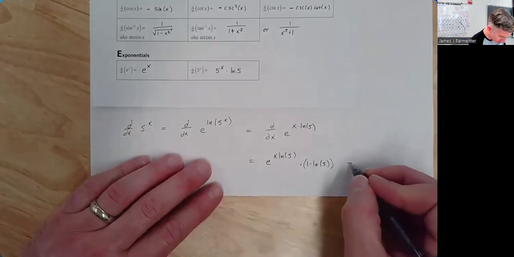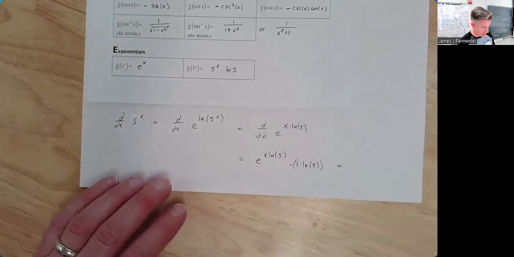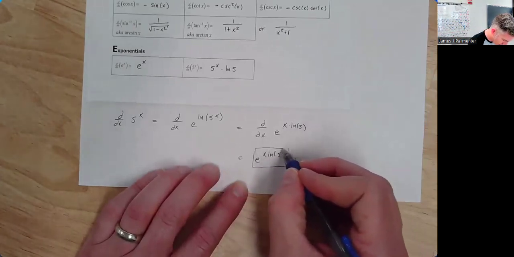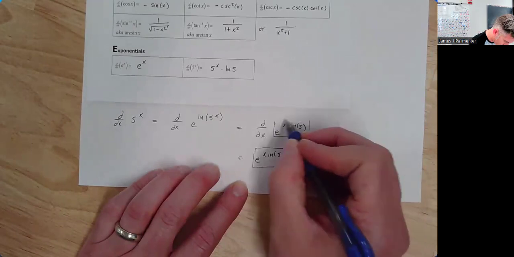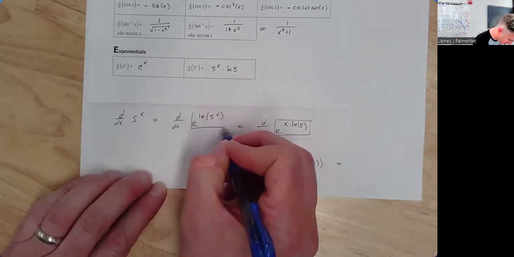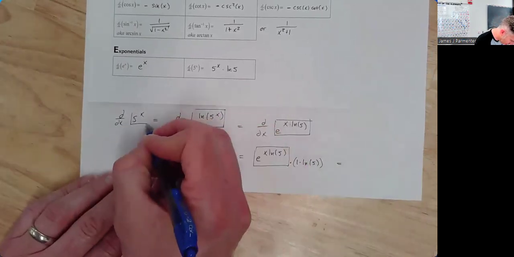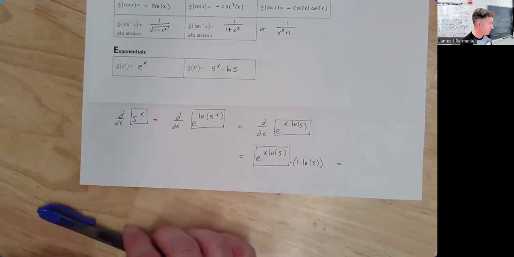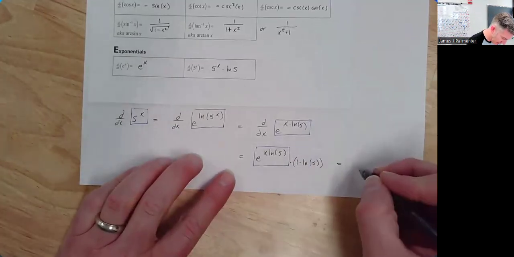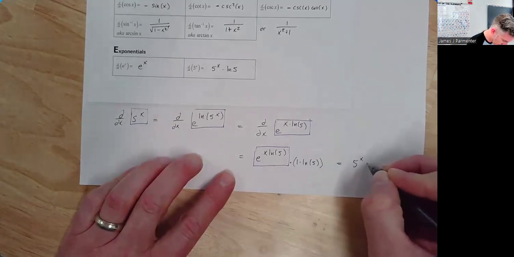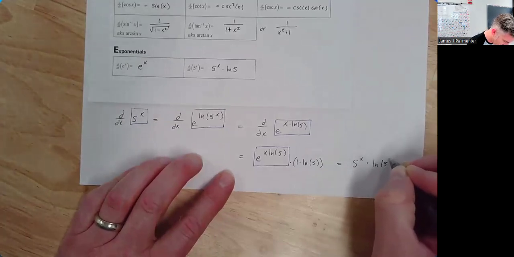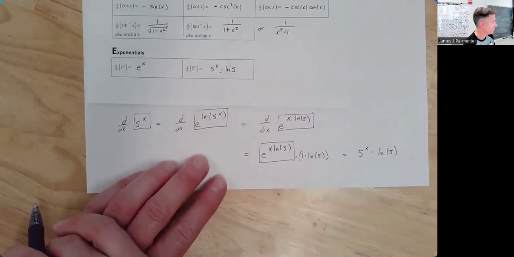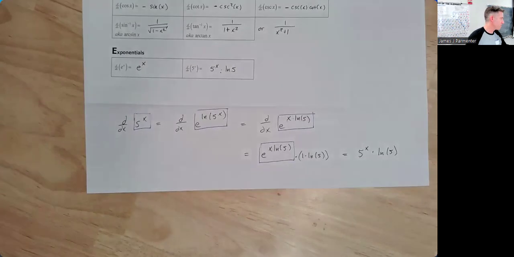Or rewriting this, check this out for a second. I want everybody to see that this part I'm putting in the box right here is the same as that, is the same as that, is the same as that. So e to the x natural log of 5 is really just our 5 to the x. So we can totally rewrite this as 5 to the x times the natural log of 5, just like we said it should be. Cool.